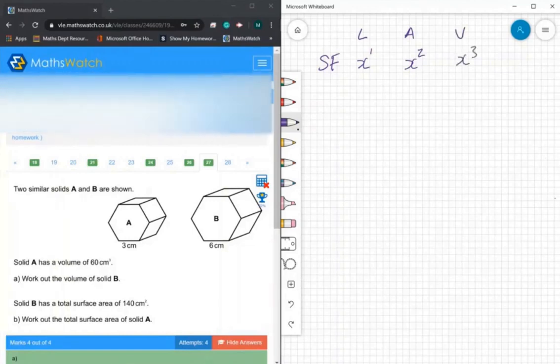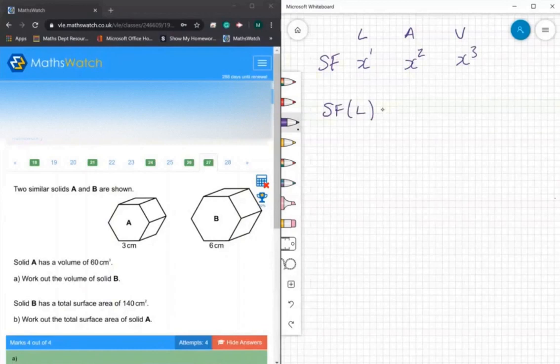And this links in quite nicely. So it says work out the volume of solid B. We've got our 2 diagrams, and I can link them using the 2 numbers 3 and 6. So first of all, I'd work out the scale factor for length using 3 and 6. So 6 divided by 3 is 2. So that's the scale factor for length.